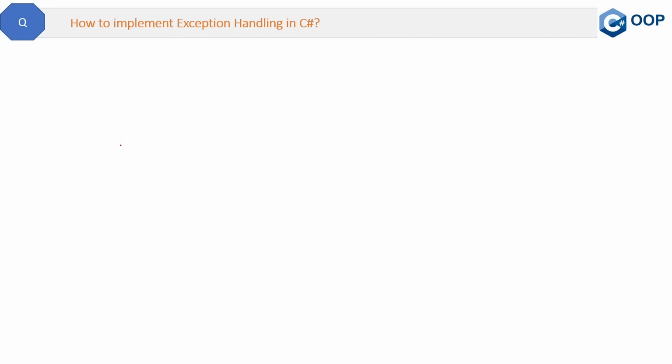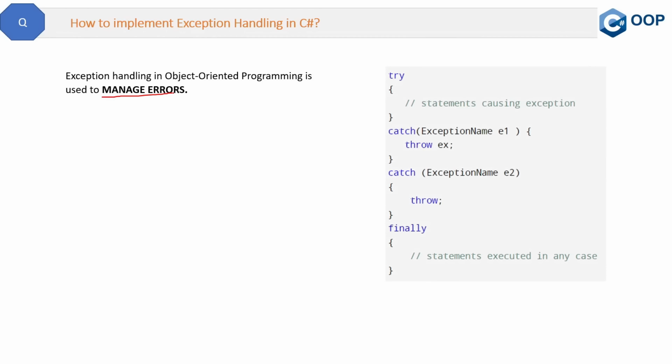How to implement exception handling? This is a very good question from an interview perspective. Like other questions, I will share the simplest answer of this question. Exception handling in object-oriented programming is used to manage errors. Let's see the code block.